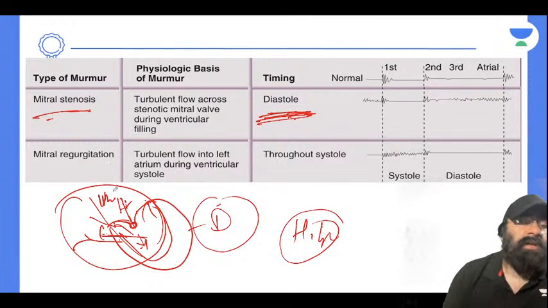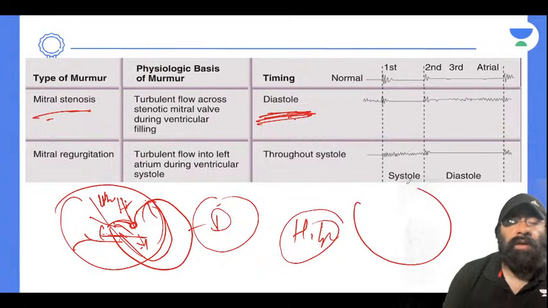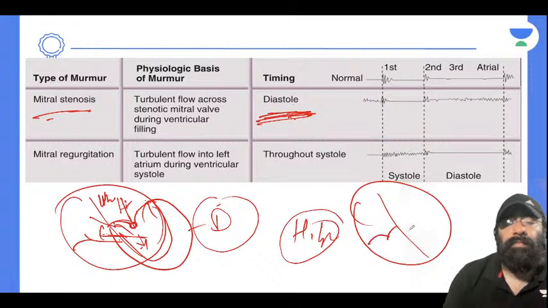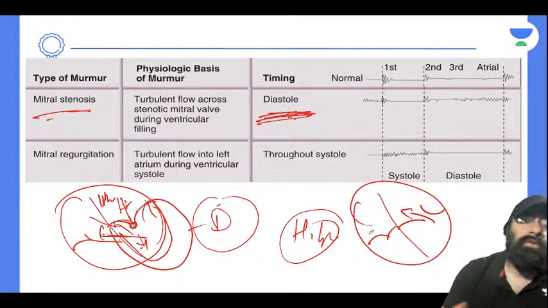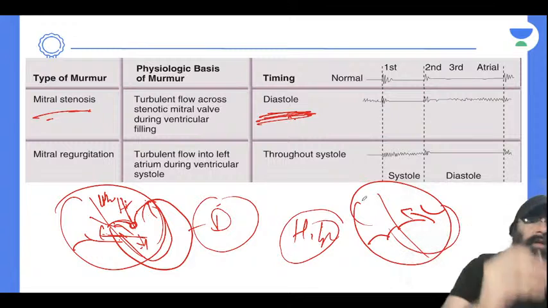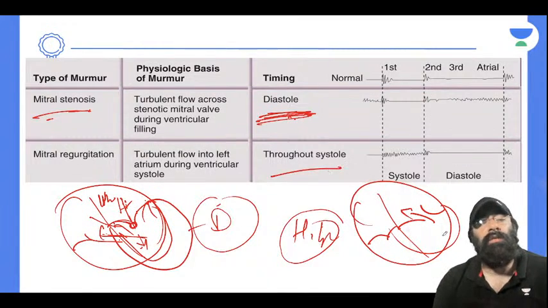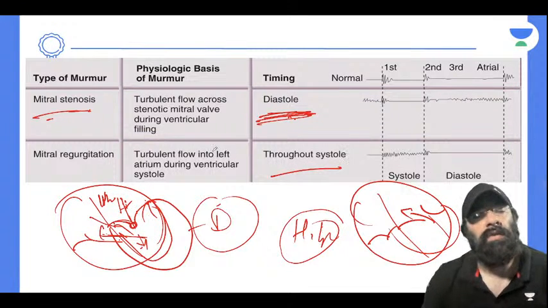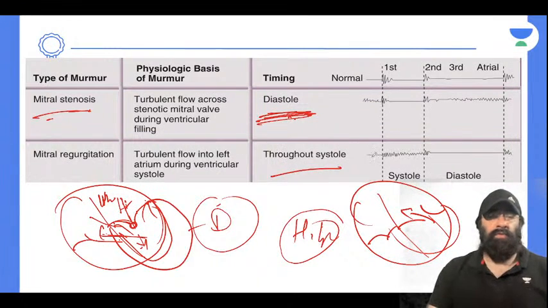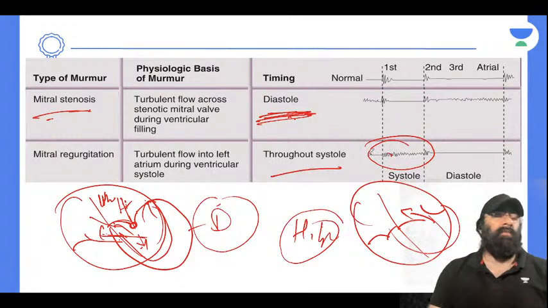Now when we have regurgitation, it's the opposite that happens. In regurgitation, maybe there is a prolapse, because of which regurgitation is happening. So regurgitation will happen in systole. Throughout the systole, blood is pumped up into the left atrium also. So throughout the systole there will be a systolic murmur.